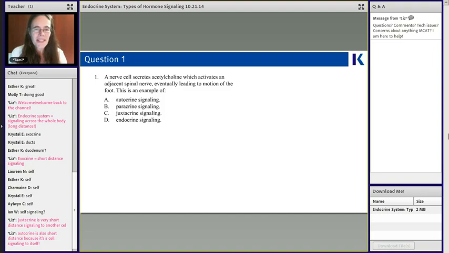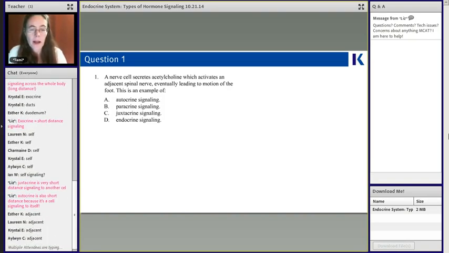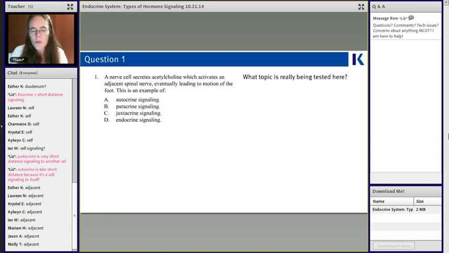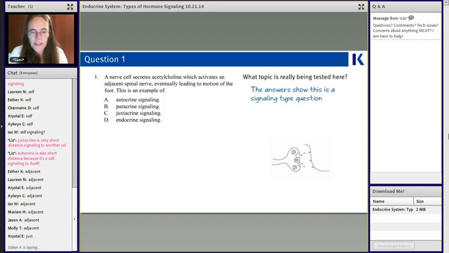So I look at this and I see that I've got different signaling in my answer choices, but there's a key word in here that is going to help me know what this is. What is that key word that I'm seeing? Esther, Lorene, Crystal. Good. You guys are saying adjacent. So this is really showing a signal type question. And if it's adjacent, okay, let's say maybe a neurotransmitter being released. What type of signaling is this? It's an adjacent cell.